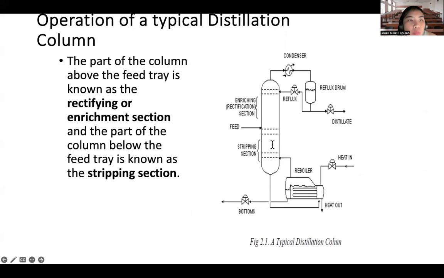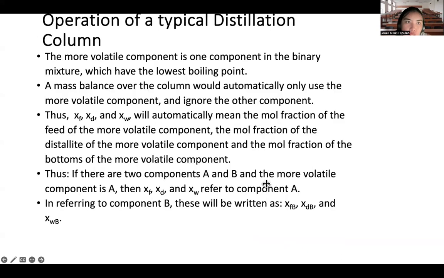So the part of your column above your feed tray is known as the rectifying or enrichment section. And then yung below naman of your feed tray, it's known as the stripping section. So the more volatile component is the one component in the binary mixture which has the lowest boiling point. And the mass balance over the column would automatically only use the more volatile component. So usually yung ginagamit sa mass balance is yung mga volatile component. So hindi na gina-solve yung mga less volatile component. So yung more volatile component yung mga ginagamit.